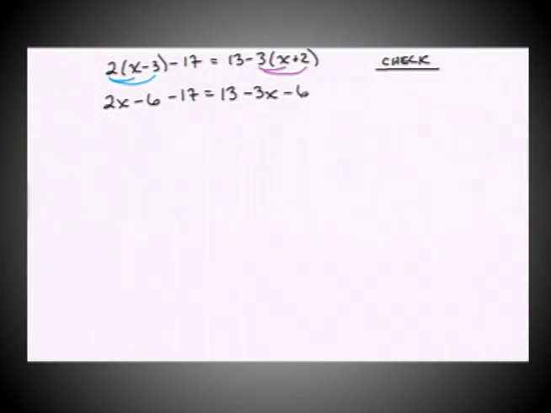Now I have more simplification to go through because after I distributed, I now have like terms on both sides of the equation that need to be combined, and they happen to all be constants. So I'll go ahead and do that. My 2x hangs out by itself, and when I combine -6 and -17, I get -23. On the right-hand side, I can combine my 13 and my -6 to give 7, and then I have a -3x hanging on there.